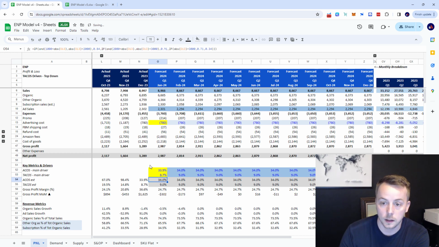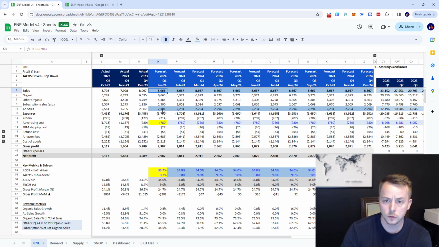We can see that we get revenue pretty close. We get ad sales pretty close to the actual. That makes sense given that's what we're using as an operator. And then we get profit here within a couple hundred dollars. That's pretty close. Where we run into challenges are changes in fees.